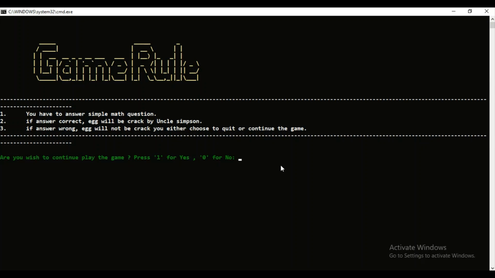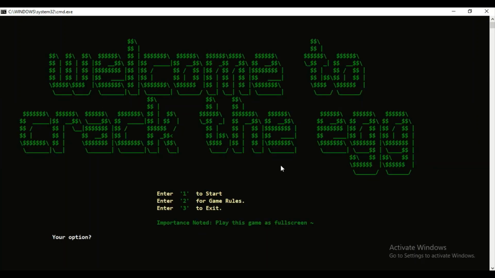You have to answer a simple math question. 2. If the answer is correct, it will be cracked by Uncle Simpson. 3. If the answer is wrong, it will not be cracked. You can either choose to quit or continue the game. Do you wish to continue playing the game? Press 1 for yes, 0 for no. Yes, 1. Your option is 1 to start the game.